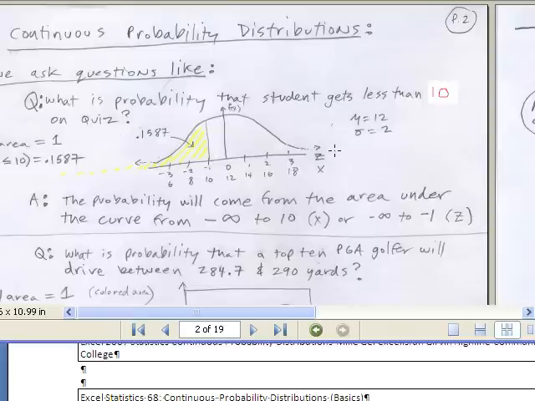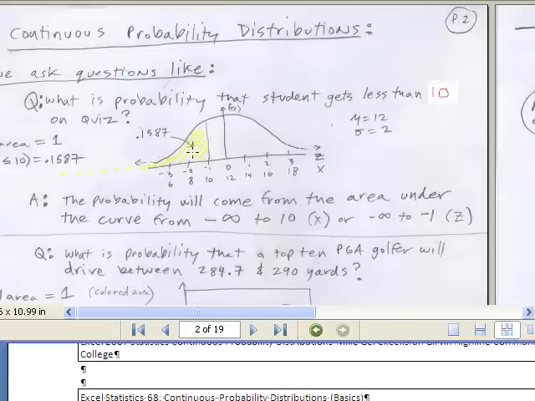You remember from chapter 3 we calculated z-scores, and I had lots of questions on the test. What is z? Oh, it's the number of standard deviations away from the mean. So minus 1 standard deviation would be the z-score, and there's a function that can handle z-scores too, and it will tell you, this one right here.